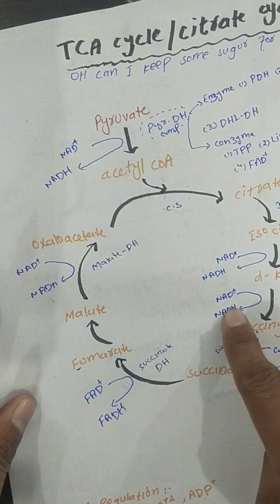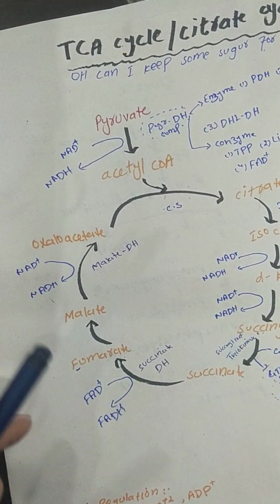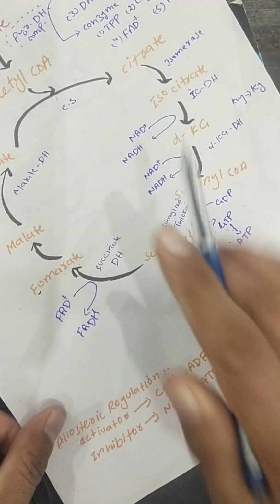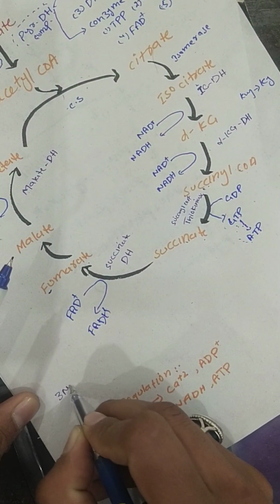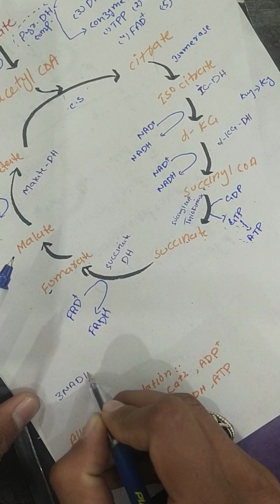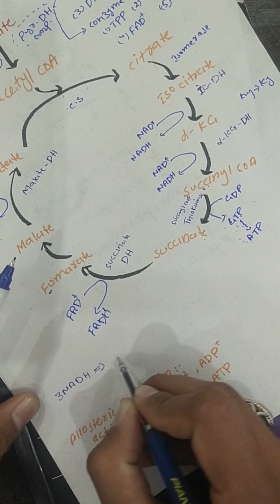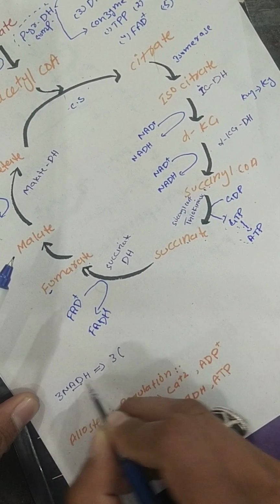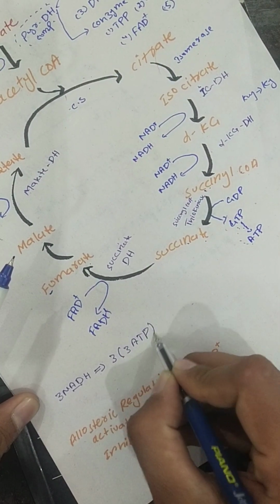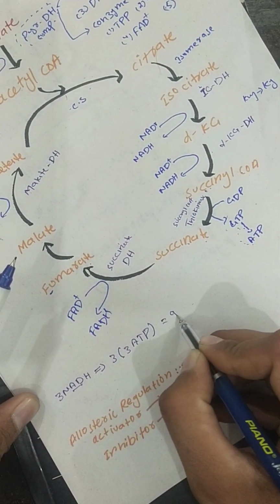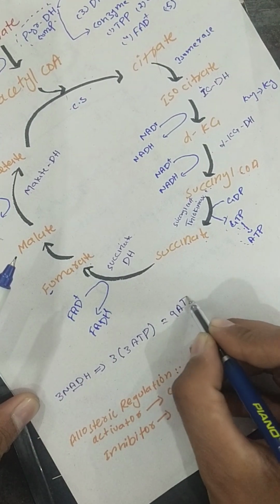So 3 NADH are present. Okay, so we have 3 NADH. We can write how many ATP are produced. We have 3 NADH, and we know that 1 NADH is equal to 3 ATP. So 3 multiplied by 3 ATP, we have 9 ATP from NADH.